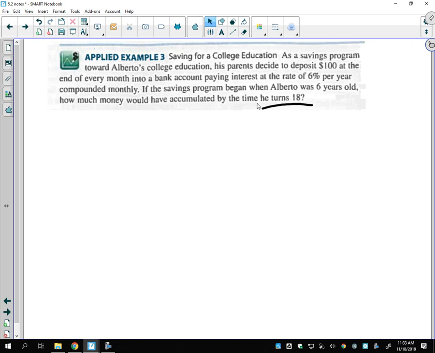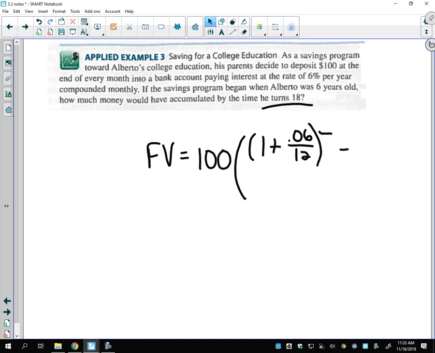So first of all, which equation am I going to use? Am I going to use future value or present value? I didn't remember the names of them. I'm going to use the one that doesn't have a negative, which is actually future value, because I'm putting money in. I'm not making payments for a car. So if I use the future value one, I'm going to put $100 in at 1 plus 6% per month. And then I've got to figure this number out, minus 1, all over 0.06 over 12.